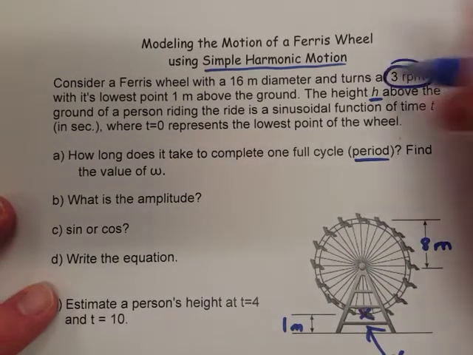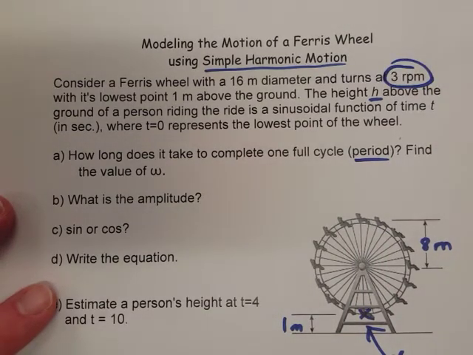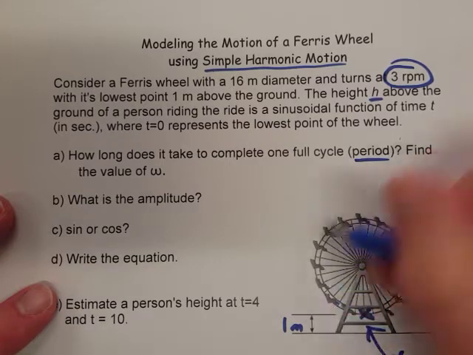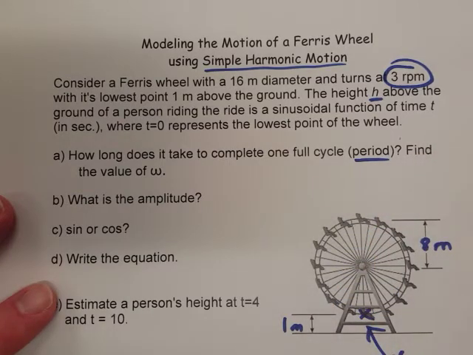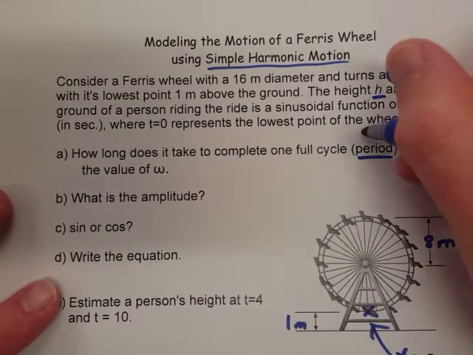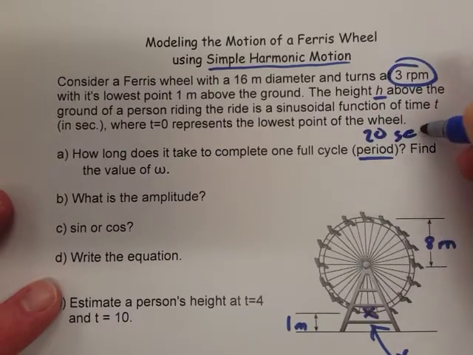Now the key here is that we have 3 revolutions per minute. So that means 3 times all the way around in 1 minute or 60 seconds. So that means that we do 1 complete revolution or 1 full cycle in a third of that, which is going to be 20 seconds.